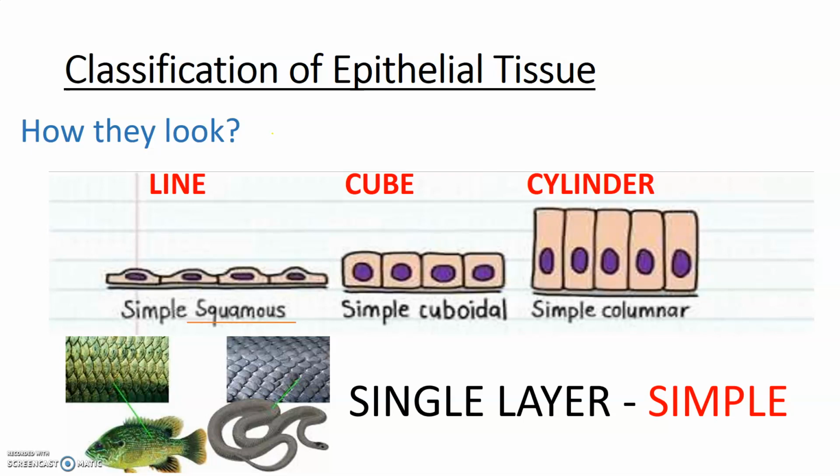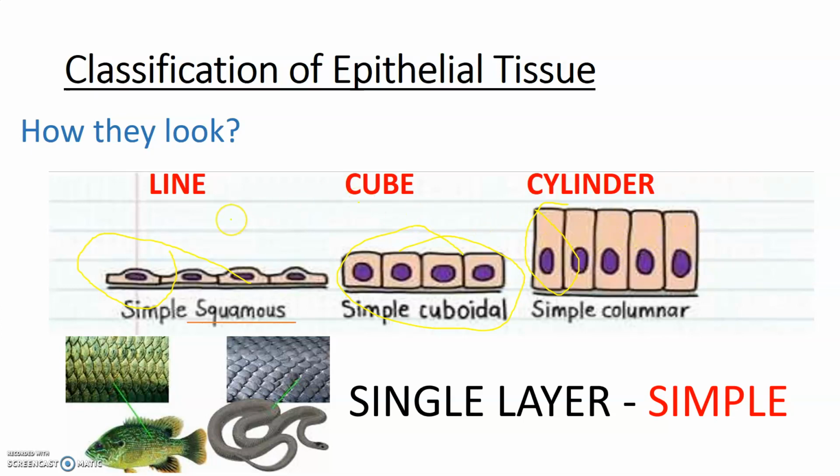When we talk about the look, they can look like a line, or they can look like cuboidal cells, cube-shaped cells, or you can see the shape of a cell like a cylinder. So they can look in these three different ways. One is flattened cells that appear to be a line. The second is that the cell is in the shape of a cube. And third is that the cell is in the shape of a cylinder. All these cells are one behind the other, forming a tissue.